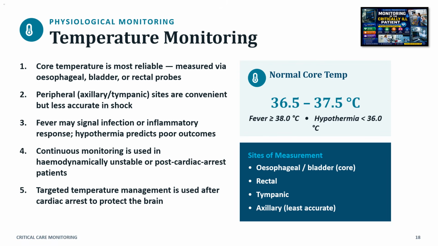Sites of measurement. Esophageal, bladder, core: most accurate for continuous monitoring. Rectal: close to core but lags behind rapid changes. Tympanic: quick but can be affected by technique. Axillary, least accurate: convenient but least reliable, especially in unstable patients.